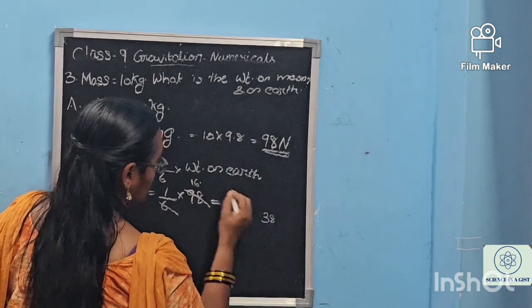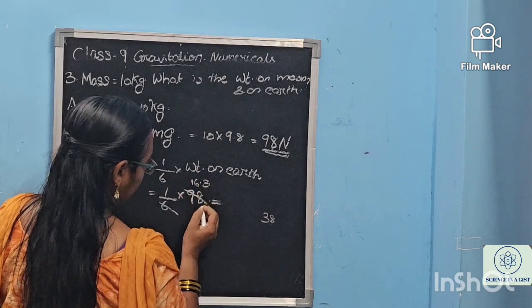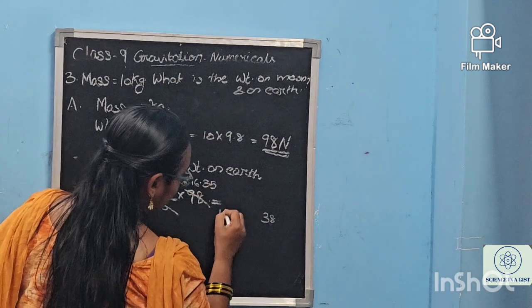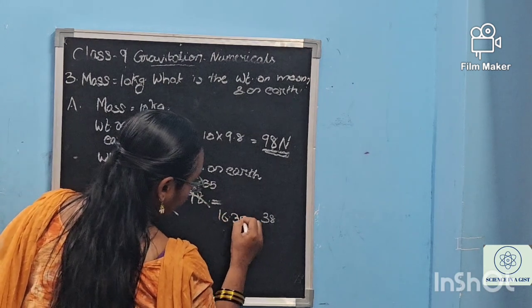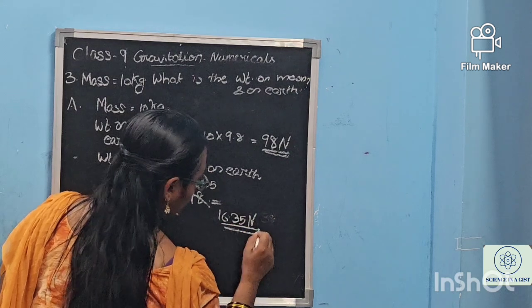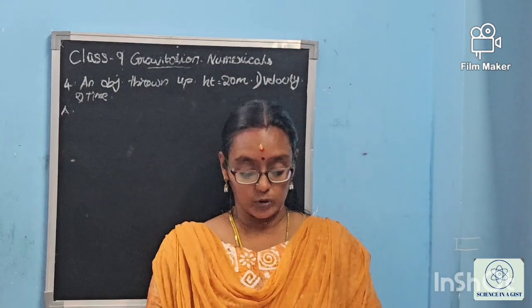Point 20 means 3, 5. 16.35 kilogram. Newton. 16.35 Newton. Now the fourth problem.